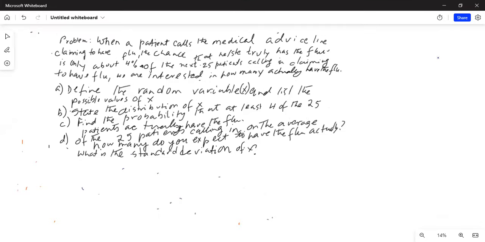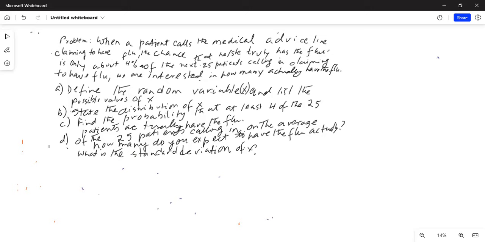When a patient calls the medical advice line claiming to have flu, the chance that he or she truly has the flu is only about 4%. Of the next 25 patients calling in claiming to have flu, we are interested in how many actually have the flu. Part A. Define the random variable X and list the possible values of X.